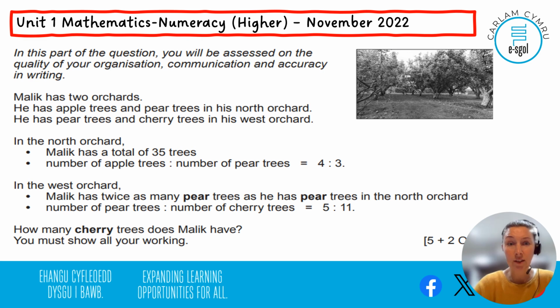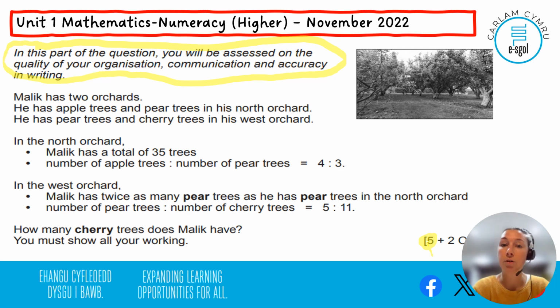This is your second example. This was taken from the November 2022 paper. So I'll just run through the question. I'll get my highlighter ready. Right, again, it tells you what you're being assessed on. And here are the marks down here. 5 marks for the correct answers in your question, using the correct workings out, gaining the correct answers, and then it's an extra 2 marks for the OCW. Organisation, communication and writing skills.